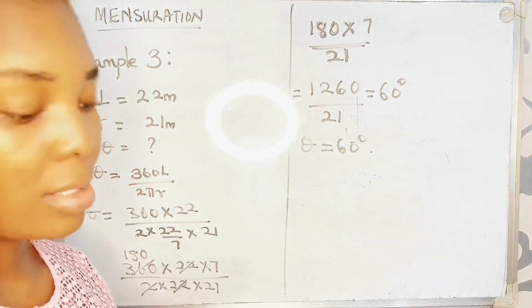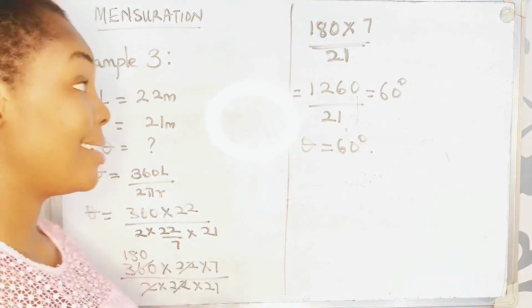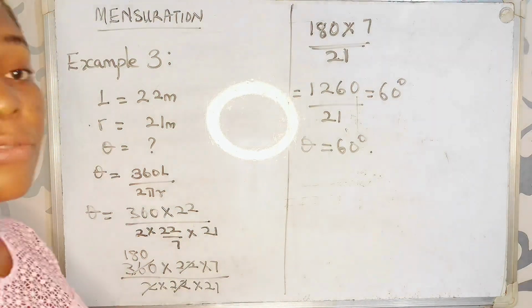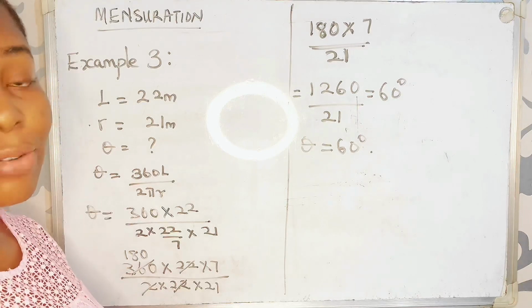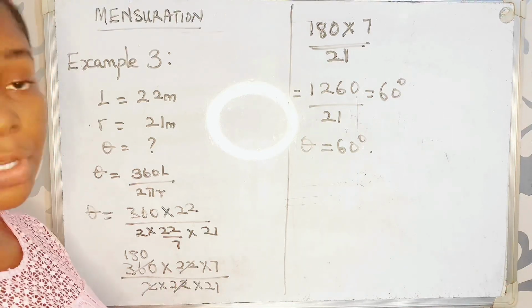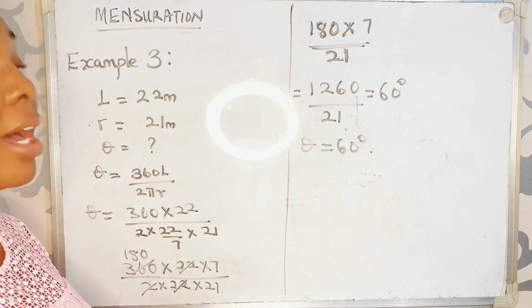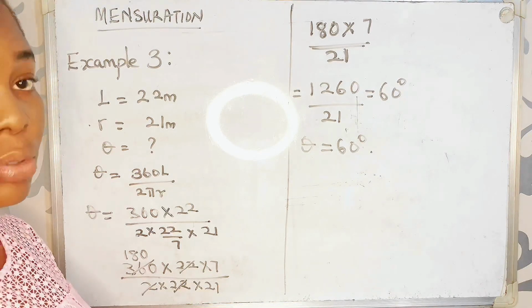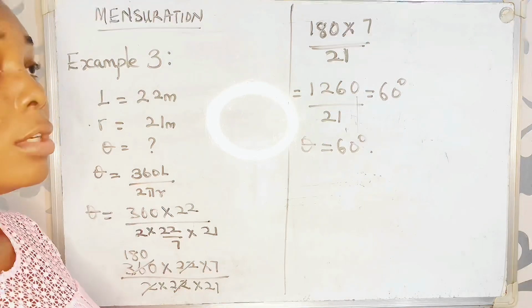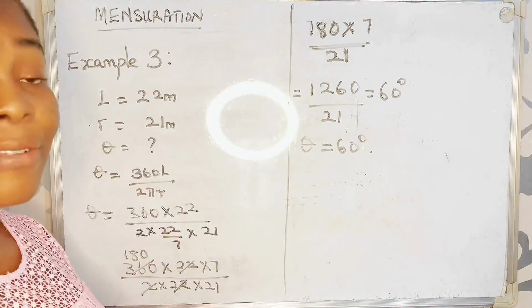I hope with this you were able to understand this topic. We solved how to find the length of an arc. We also solved for the radius of the sector of a circle. We solved for how to find the angle subtended at the center of the circle. So this brings us to the end of our class.